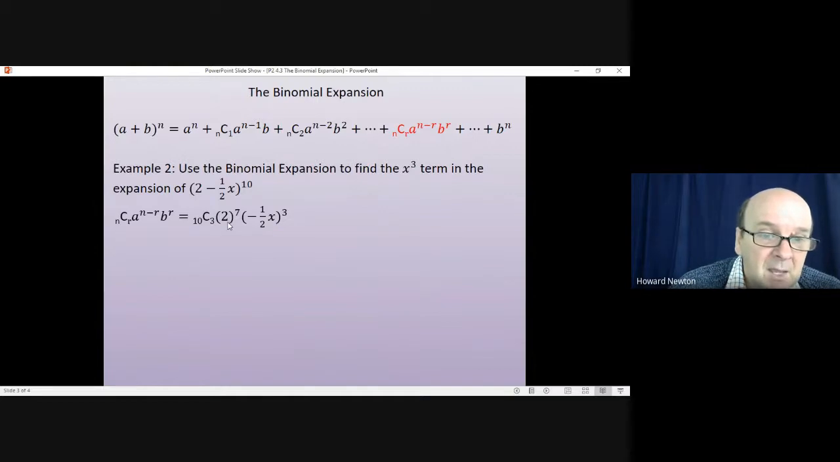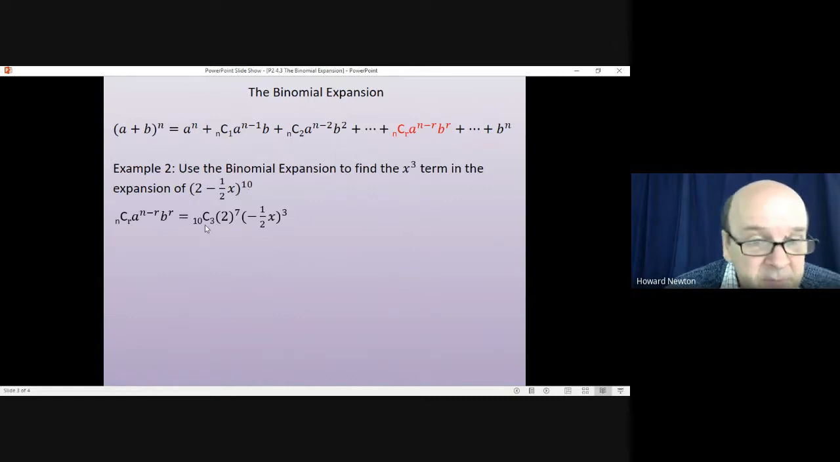And then moving back, a is equal to 2 in this case, 2 to the power of 7, and that's because 7 would be equal to 10 minus 3, which gives us the 7. And you'll notice if we add the 7 and 3 together, we get 10. That is always the case. That's the whole power for the expansion of the brackets.